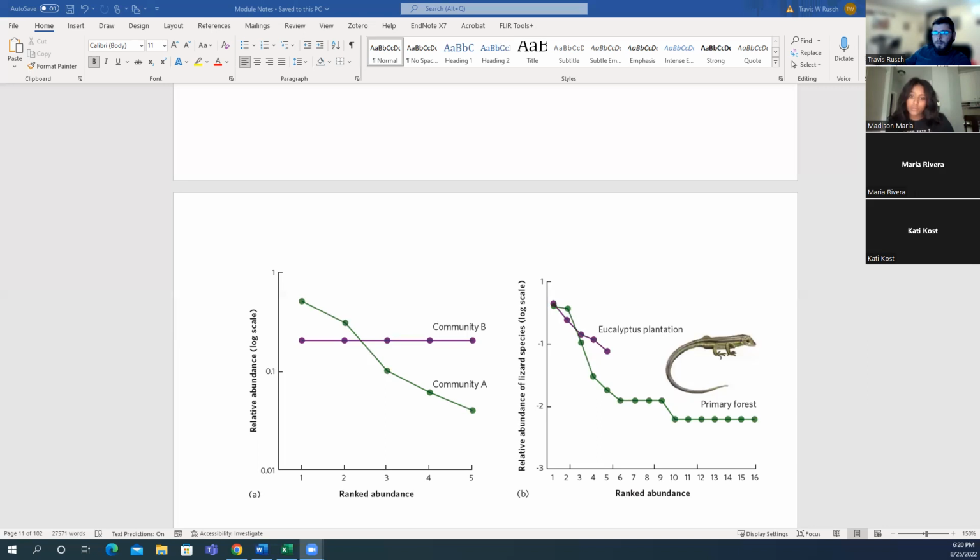Both community A and community B each have 5 different species. Yeah, exactly, right? So there's 5 dots. So that's the number of species. So the richness is the same because they have the same number of species.